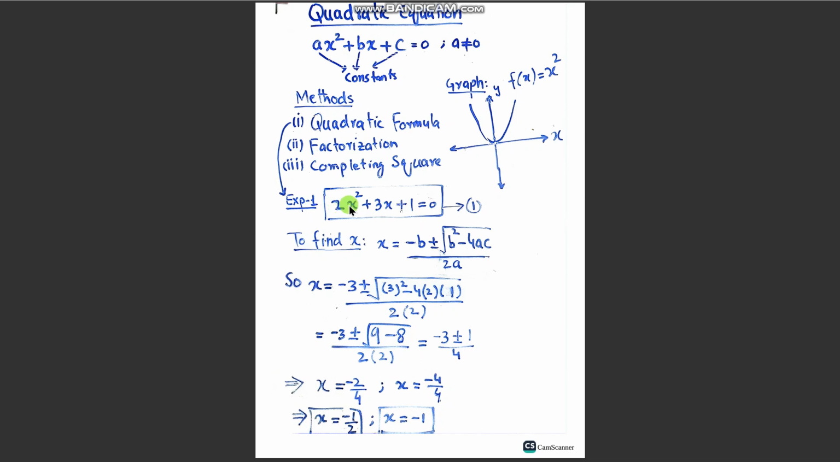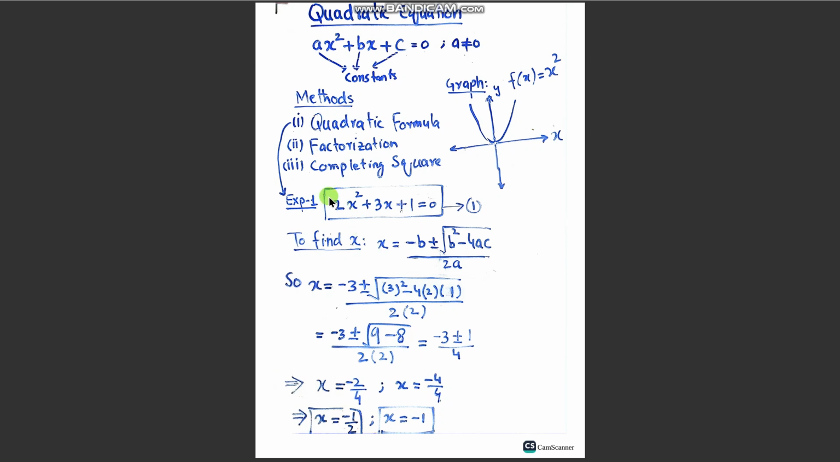Here is an equation, 2x square plus 3x plus 1 equal to 0, and we are going to solve this quadratic equation by using the quadratic formula. So first of all, what is the quadratic formula? To find the value of x, the quadratic formula is given by x is equal to minus b plus minus under root of b square minus 4ac, divided by 2a. Just plug the values of a, b and c in this formula, and we get the roots or the solution of this quadratic equation.